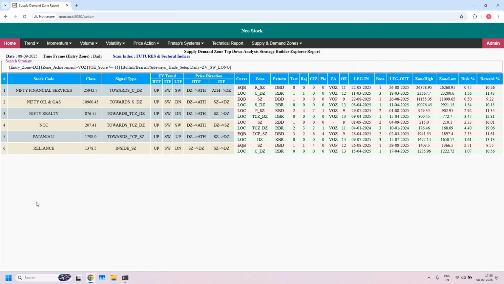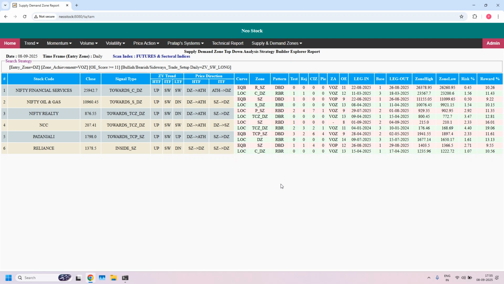So total 6 stocks we got. In that you got one pierced zone. That means 5 stocks are valid for sideways long trade setup. And entry time frame zones are daily demand zones for monthly income trade, sideways long trade setup.